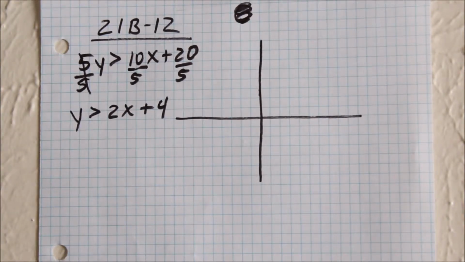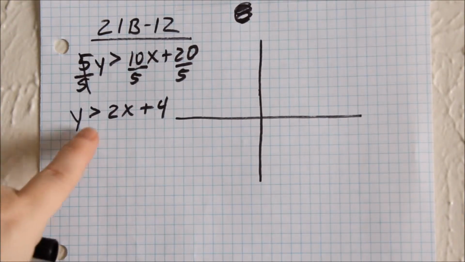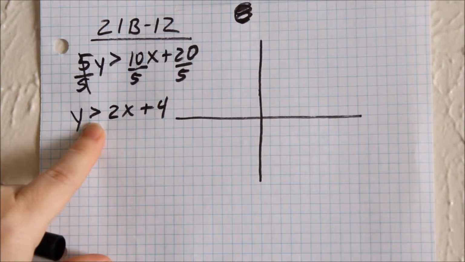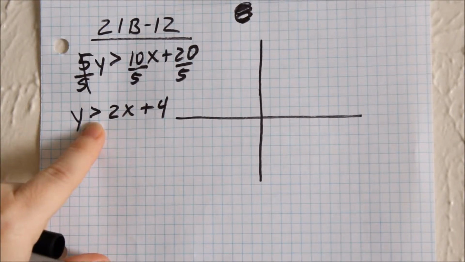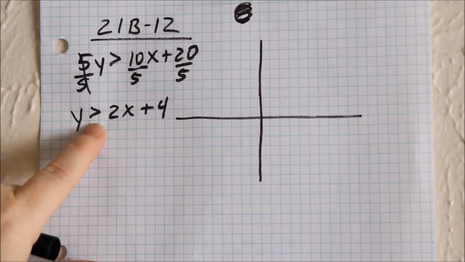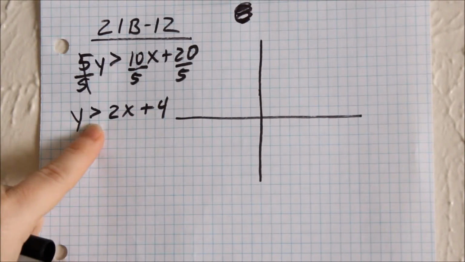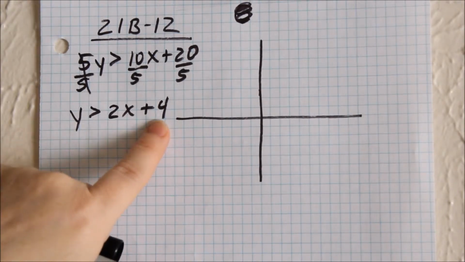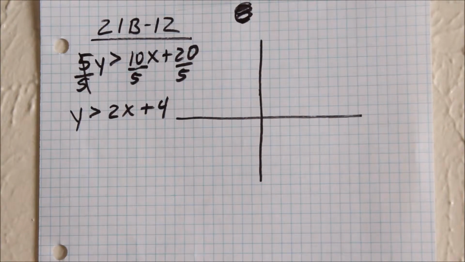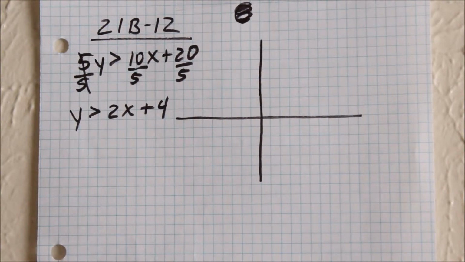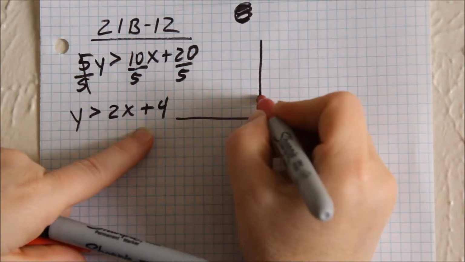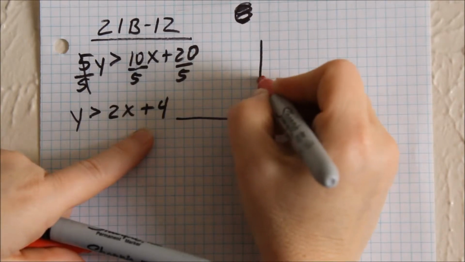You graph this the same as a line, except there are two differences. You're either going to have a dashed or a solid line, and then you're going to shade. Because this is greater than, you want a dashed line, which means you're not including the points on the line. So let's just graph this as normal. We have a y-intercept of positive 4. So from our origin, we count up 4: 1, 2, 3, 4. That's my first point.